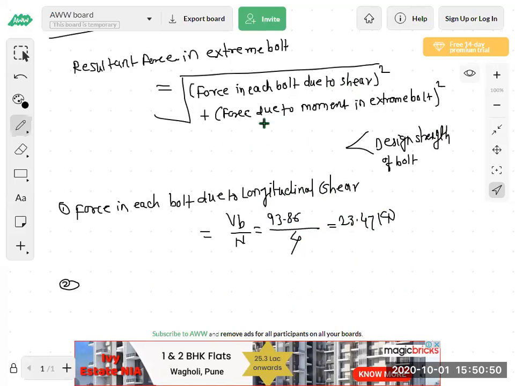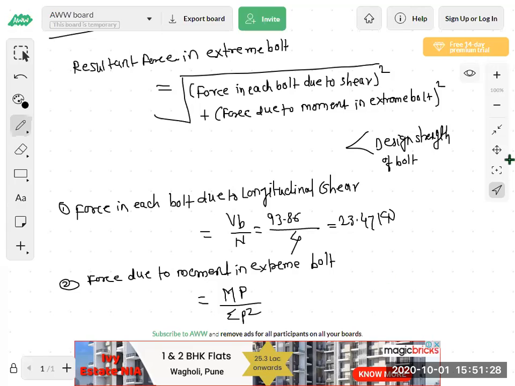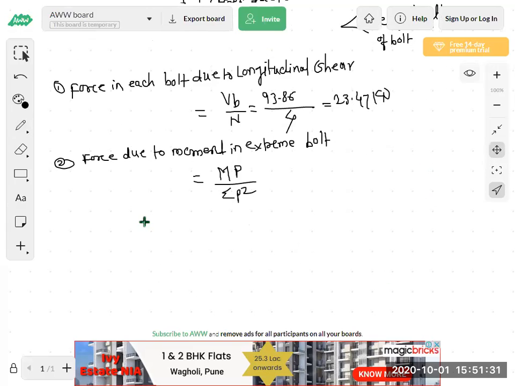Okay, then we have to calculate force due to movement. Because movement is already coming, we have calculated movement arising due to horizontal force. So due to this movement, how much load is coming in the bolt? Here we write force due to movement in extreme bolt. How to calculate this? M into P divided by summation of P square. This formula we have to use, and for that we have to calculate this pitch.